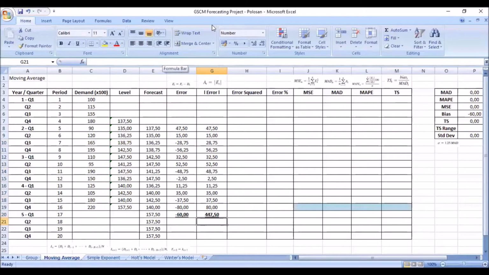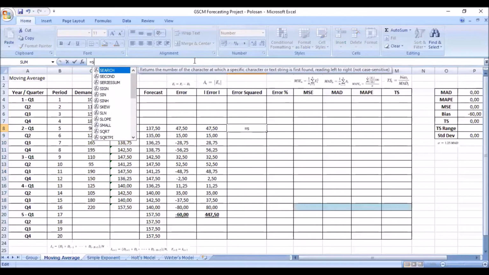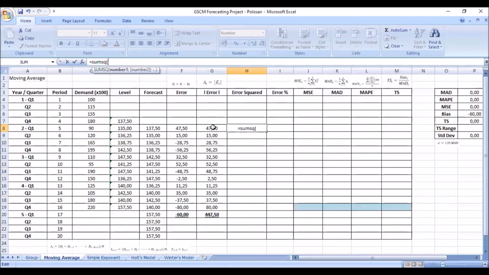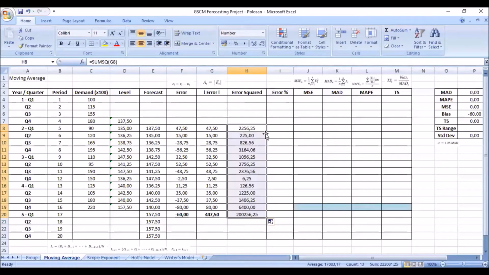And after that, we can find the error square, which is the square of its error. We can also use the absolute error, and I suggest just using the absolute error sometimes, but it's up to you because it's still the same. We're gonna use the SUMSQ formula, click the absolute error, and take it down until the end. Sorry, a bit of a mistake.